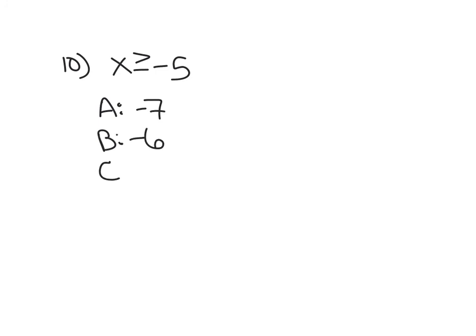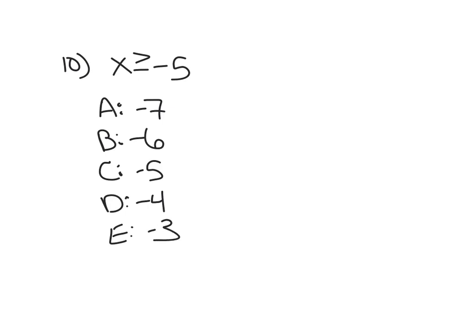Number 10 here, a little different. I'm going to give us an inequality. So x is greater than or equal to -5. And then I'm going to give us a couple of choices for answers that are possible solutions. So I have A is -7, B is -6, C is -5, D is -4, E is -3.